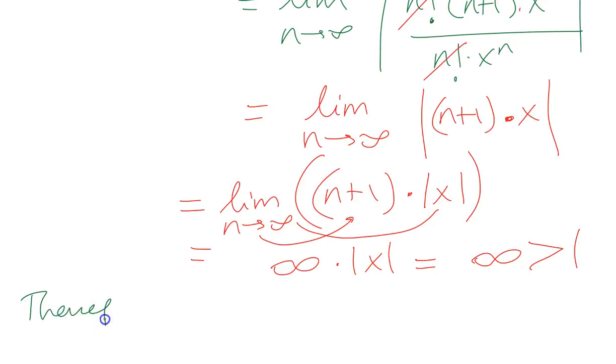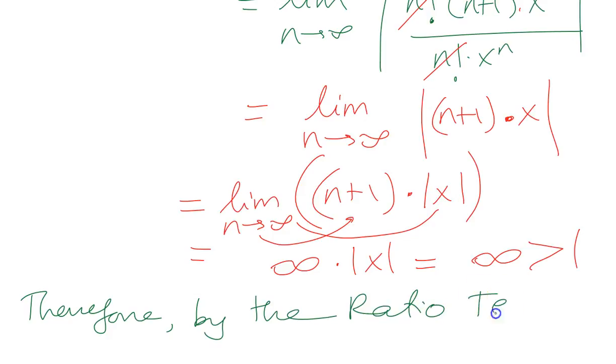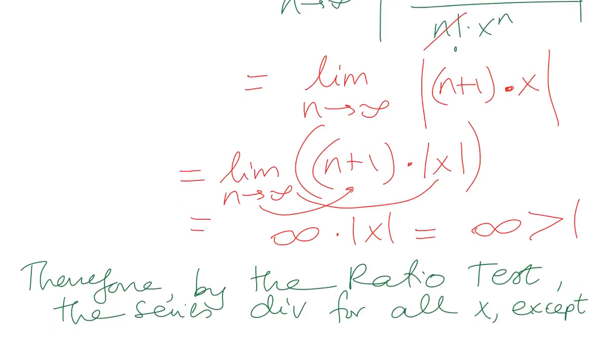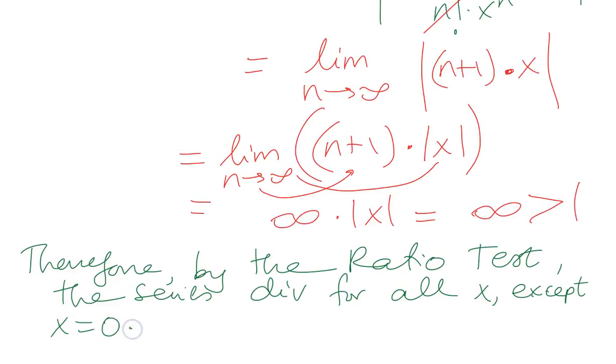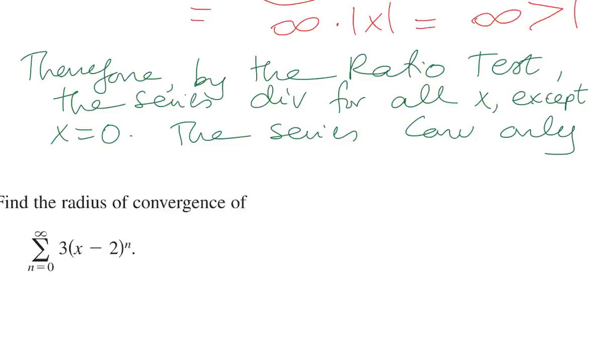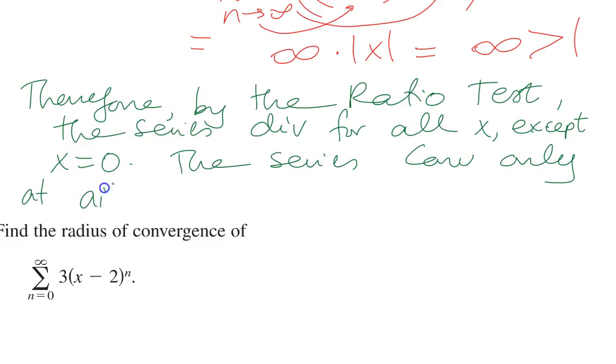So I want to make a note for you. Therefore, by the ratio test, the series diverges for all x except x equals 0. Okay, so the series converges only at its center. The series converges only at its center.